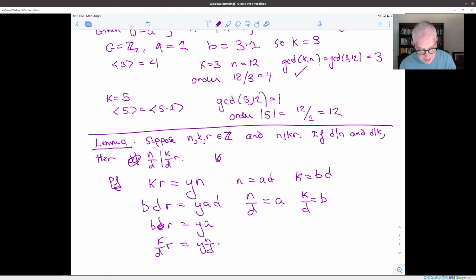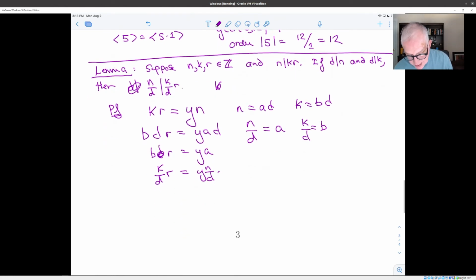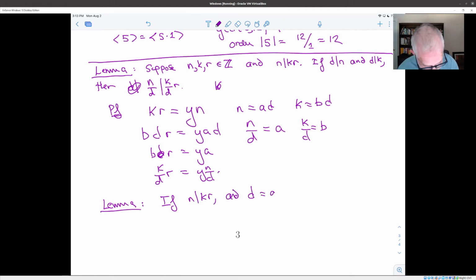So that's the first lemma that we need. And the second lemma that we need says that if n divides kr and d is the greatest common divisor of k and n, then n over d divides r.